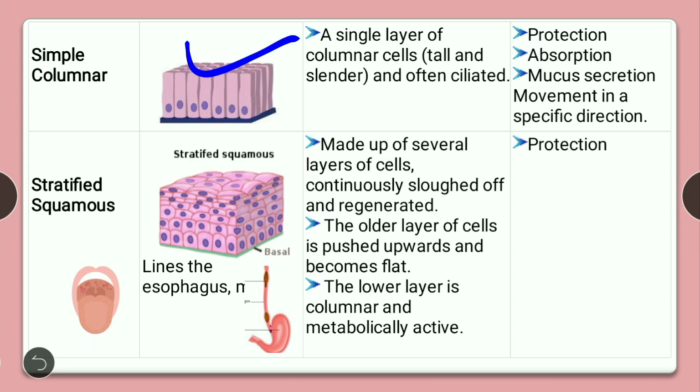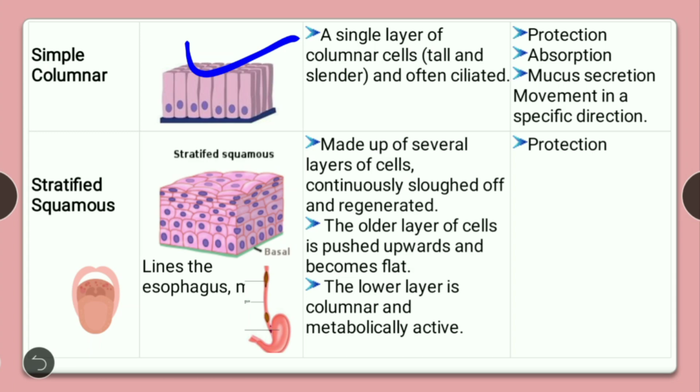Let's see the stratified squamous. Now the stratified squamous is a type of compound epithelium, right? So stratified means more than one layer. In this, you can see it is made up of several layers of cells, continuously sloughed off and regenerated. So the older layer of cells is pushed upward and becomes flat. It's one layer of cells after another that is pushed upward and becomes flat.